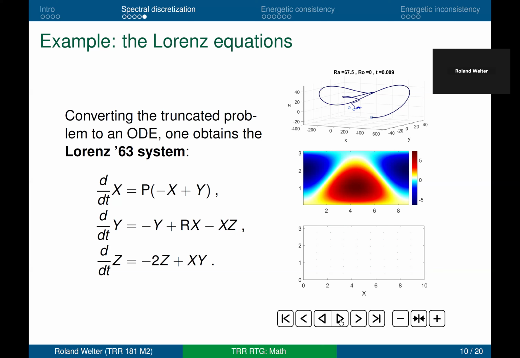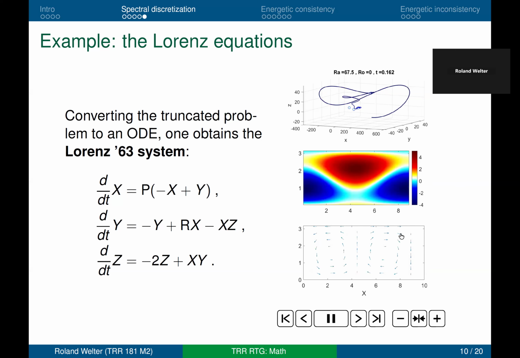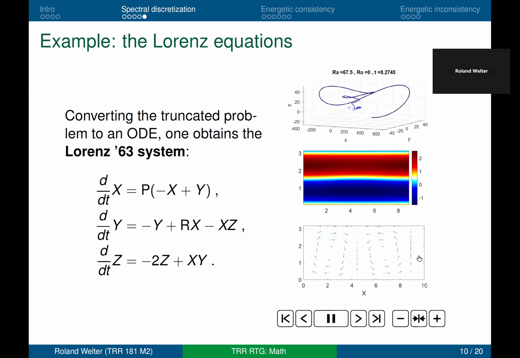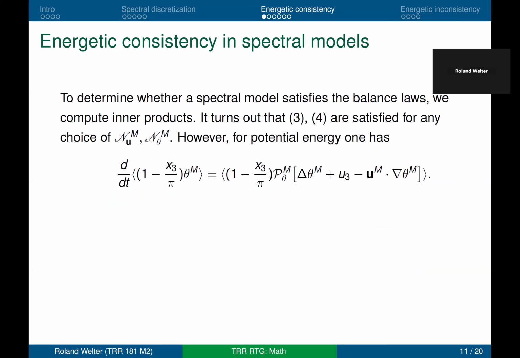And to give a simulation, we see that the Lorenz 63 system, as the trajectory is traced out, gives a fluid flow which allows for large-scale circulations, but nothing else. So it's just a coarse model. Now, we want to study energetic consistency in such spectral models.